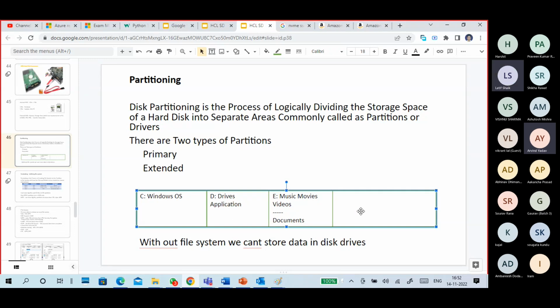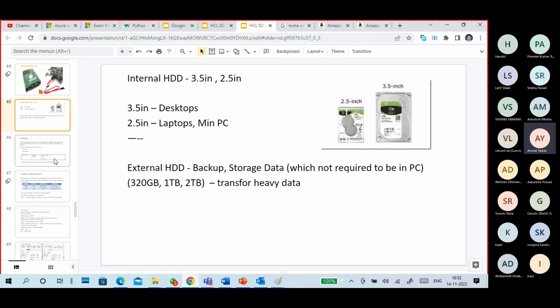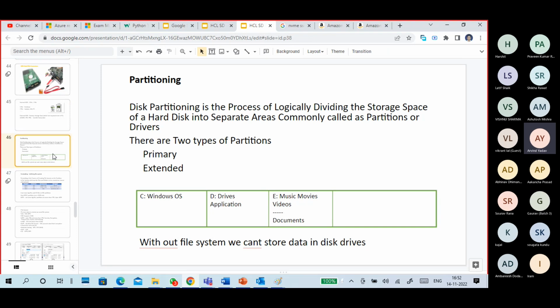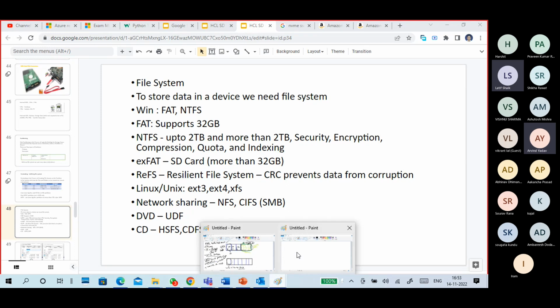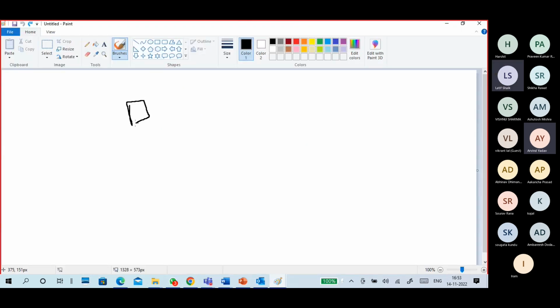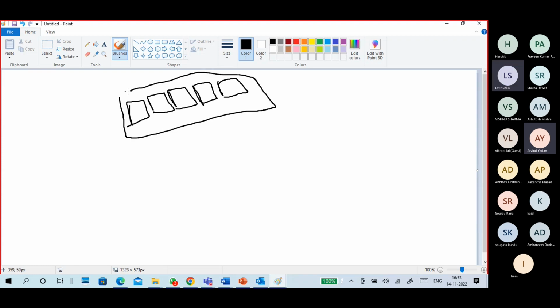Better to store in separate drives. Not only hard disk drives, different storage devices are there. For example, pen drives, hard disks, SSDs, external hard disks, CD-ROM, DVD. These are all devices. So you have to arrange the data on the device. I have files, and I want to arrange them on the device or partition in a proper way.